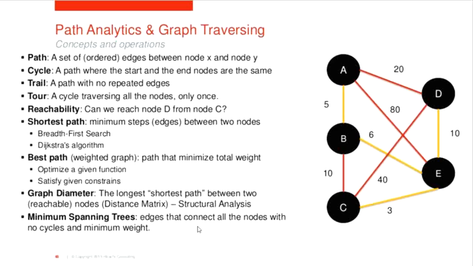And minimum spanning tree is where all the nodes are connected, but with no cycles. So we again find the minimum weight pathway, but it is acyclic, or there are no repetitions or recurrences in there.